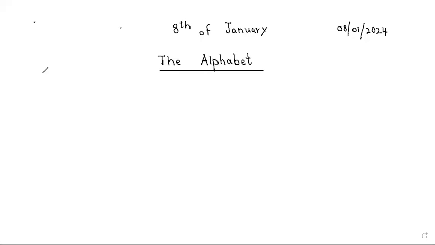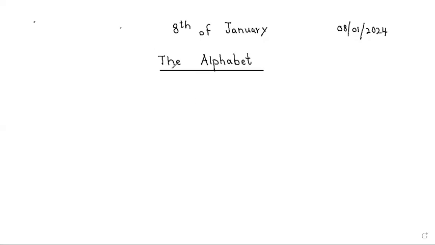Then how many letters are there? Always keep your microphones muted. If you have a question, you can unmute and ask. Mute your microphones, otherwise only the teacher's questions will be heard. How many letters are there in the alphabet, children? How many altogether? 26.